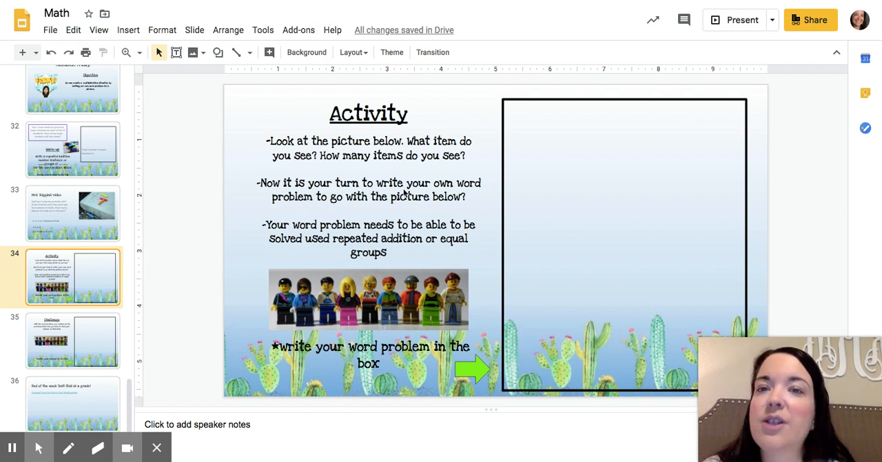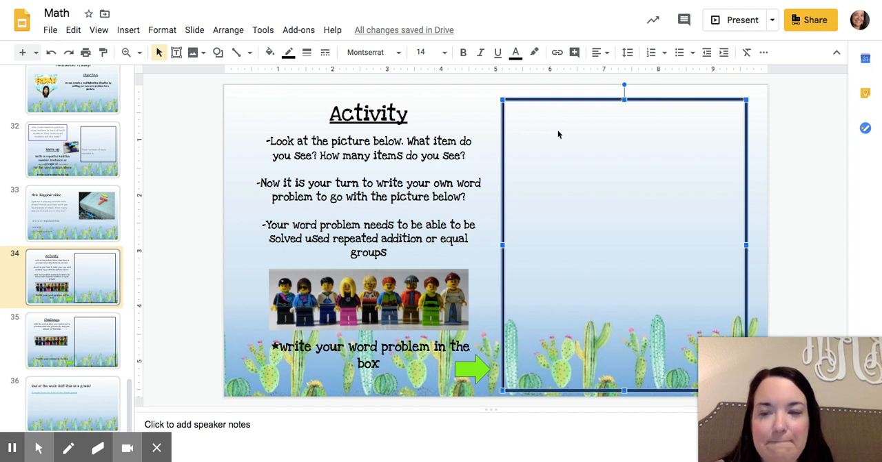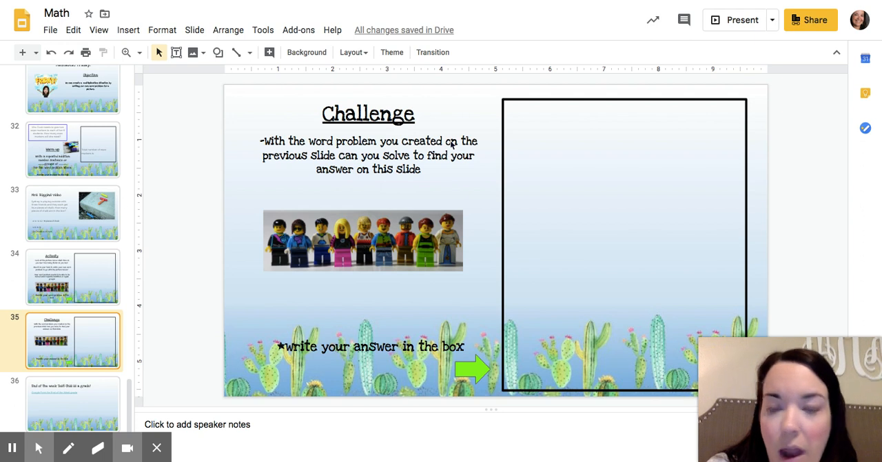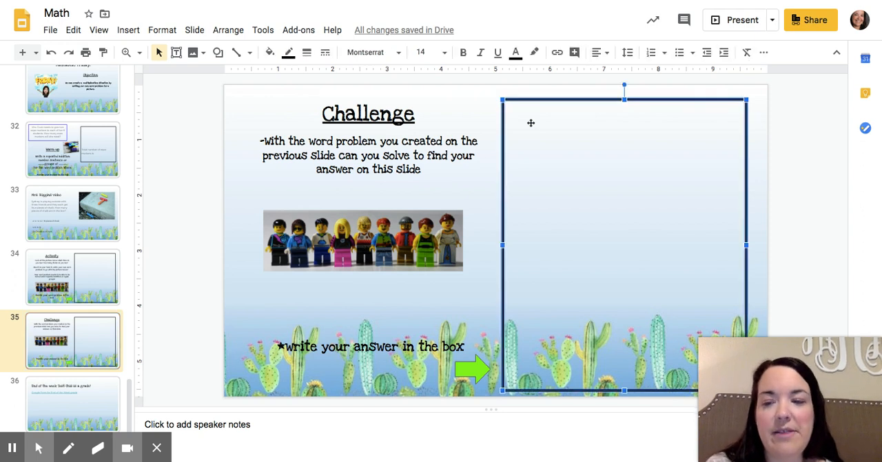I just modeled how to solve with repeated addition. In my Thursday video, I also did repeated addition and equal groups. So you're going to insert a text box over here, and that's where you're going to be writing your word problem. Then on the following slide, slide 35, with the word problem you created on the previous slide, can you solve to find your answer on this slide? So now you are going to solve your word problem on this slide.